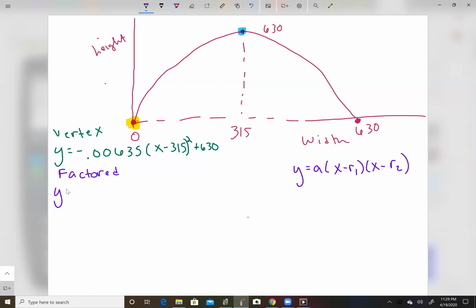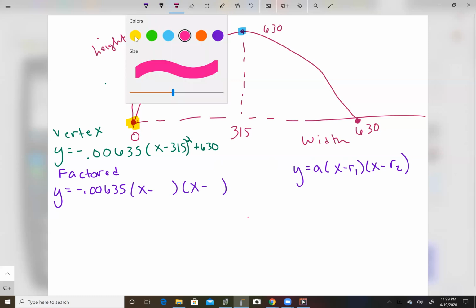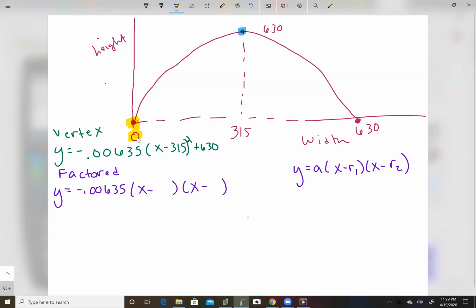So I already know it's going to start off y equals negative 0.00635 times x minus, I just need to find my root 1, and x minus, I need to find my root 2. Well, that's really easy. I'll highlight those both in yellow since one of them is already highlighted in yellow. It's going to be 0 and 630. Okay.